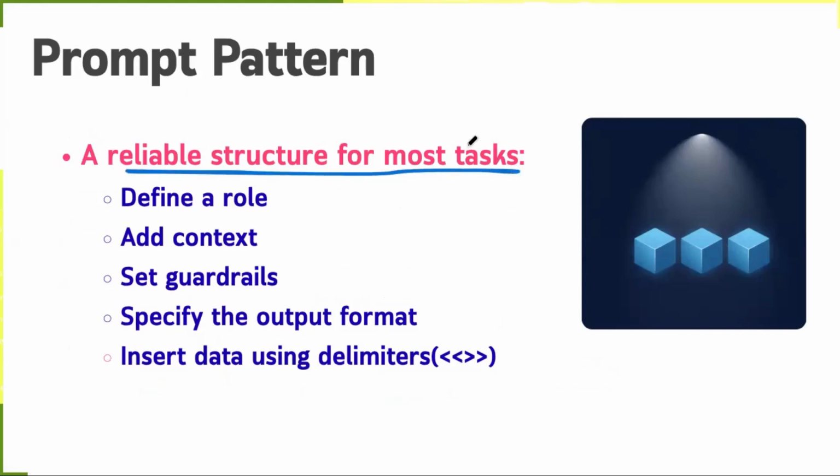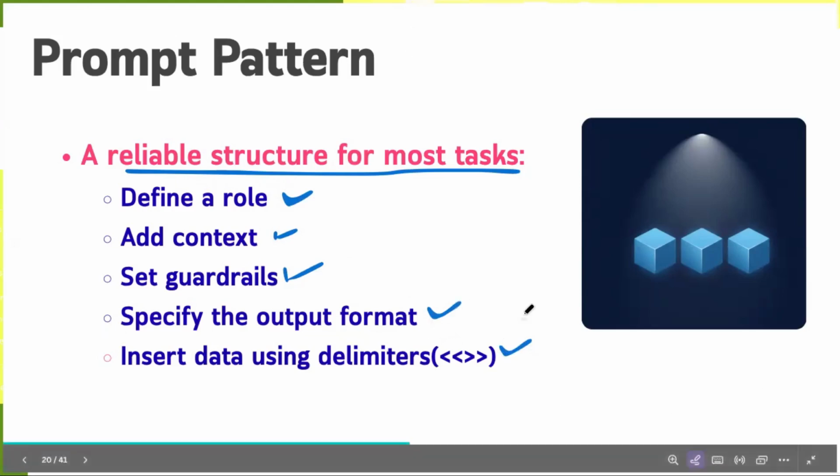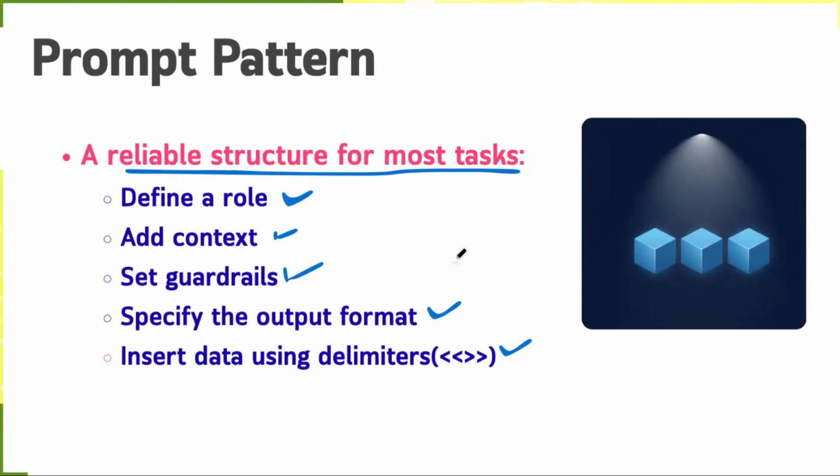A prompt pattern gives a reliable structure for most tasks. Following a clear pattern helps the model understand your instructions and produce accurate results. Start by defining a role. This tells the model who it should be or how it should approach the task. Next, add context, set guardrails to limit uncertainty, specify the output format, and insert data using delimiters. Using this pattern consistently improves accuracy, clarity, and reliability in AI responses.